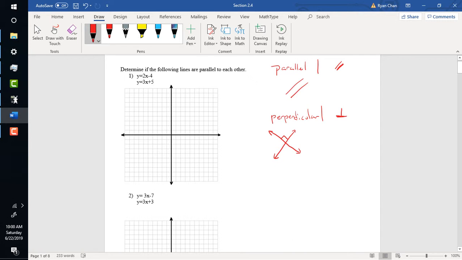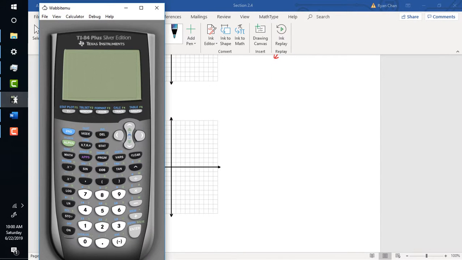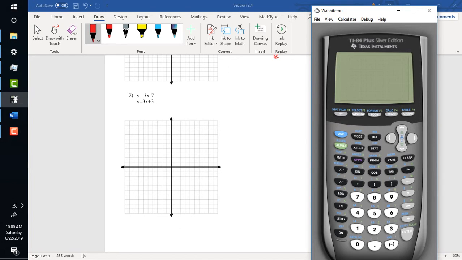So how would it work if we have something that's parallel? Let me show you something like number 2. I'm going to go back and graph two of them. So 3x minus 7, and I'm going to hit enter. Now I'm going to type in a second one, which is 3x plus 3, and I'm going to graph. As you can see, these two are parallel.